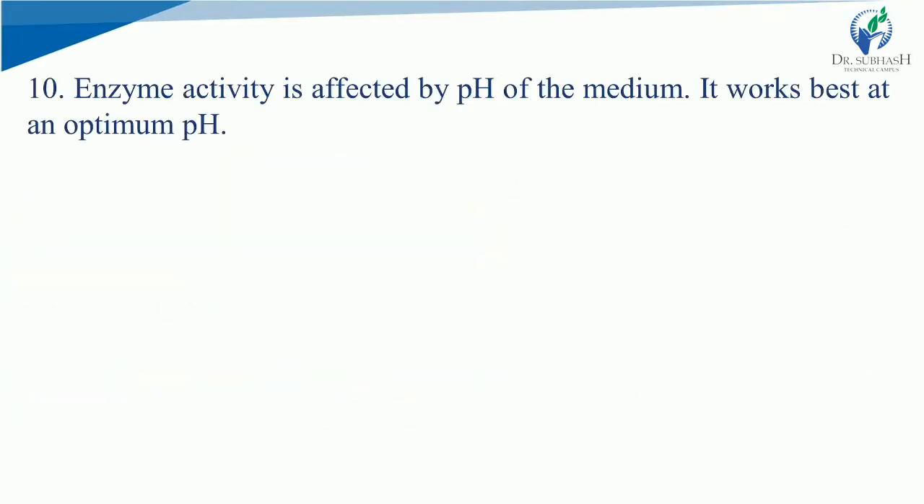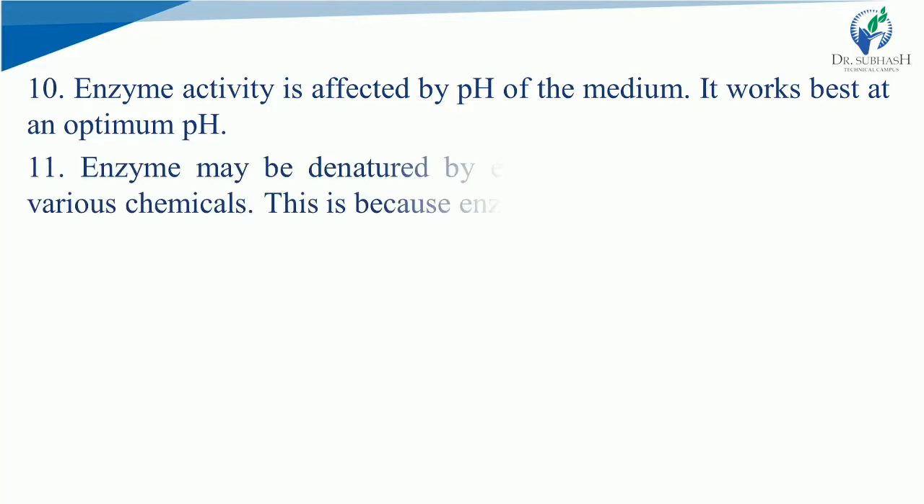Number 10. Enzyme activity is affected by pH of the medium. It works best at an optimum pH. This is also again one of the most important properties that you have to keep in mind, and do not neglect this point. Enzyme activity is affected by pH of the medium. It works best at optimum pH.